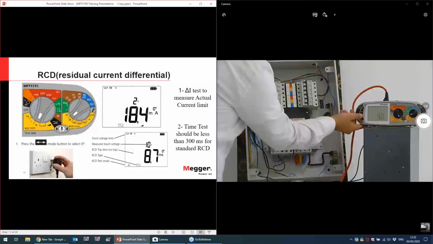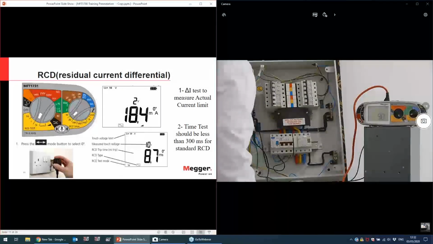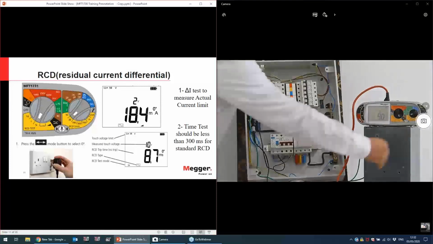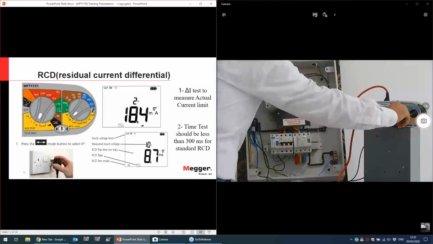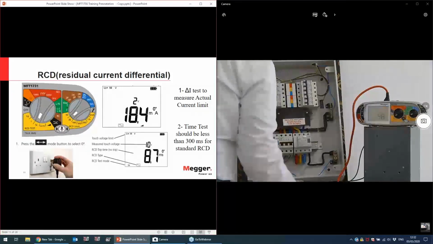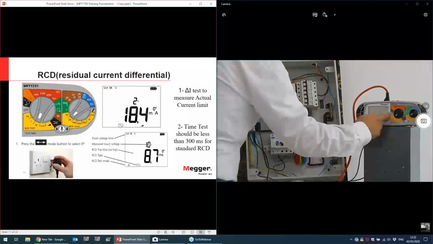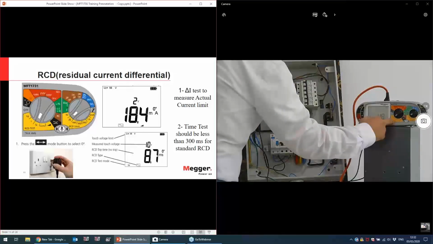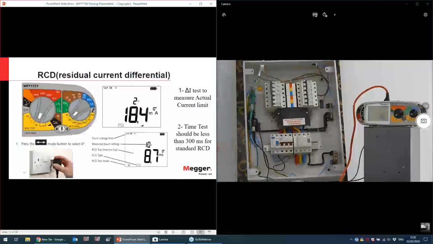You can see. Now I can do a timing test after this test to check that my RCD is tripping in the correct time. So I have different values or different modes. I can go half my rated current, which will not trip it, full of my rated current one time, or five times my rated current. I will only be doing the one time of my rated current.